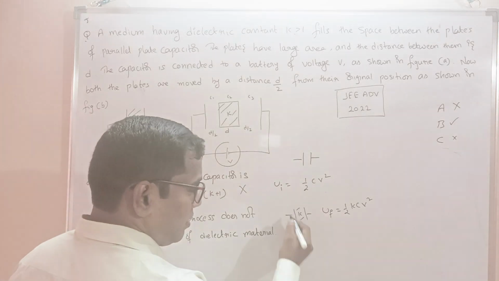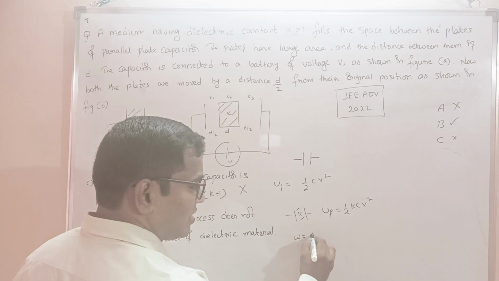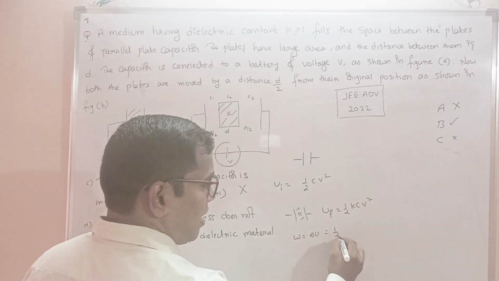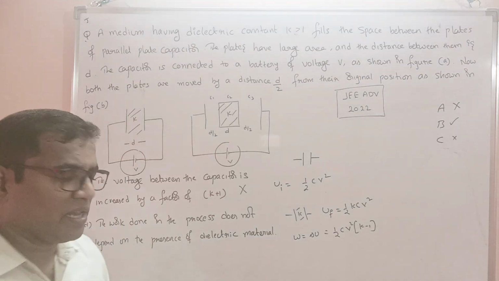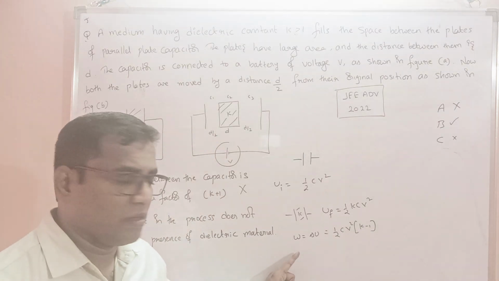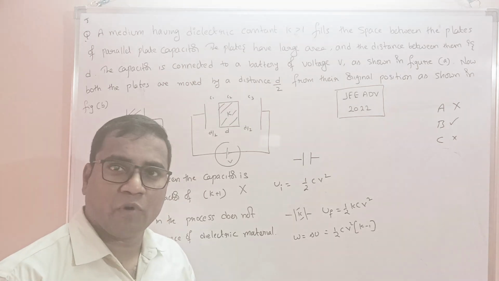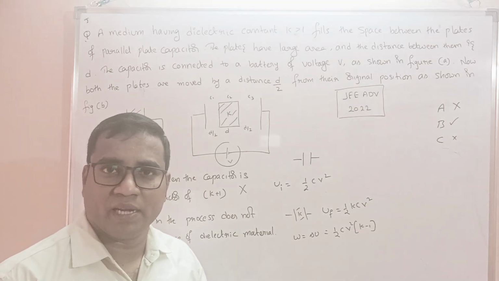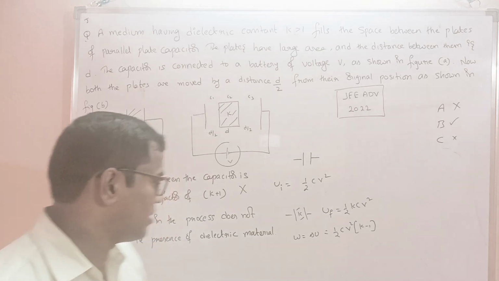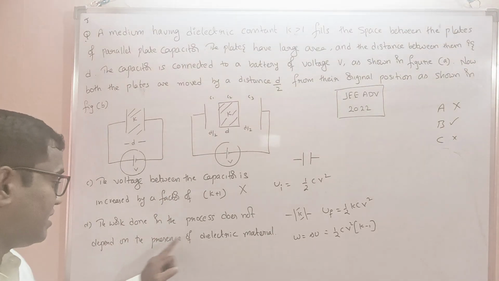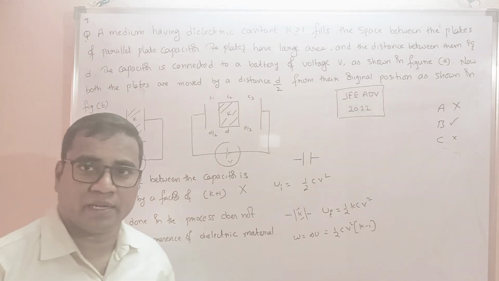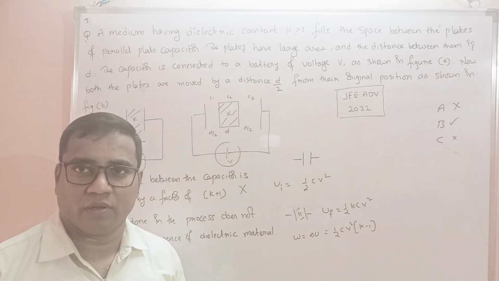If you find the work done, it is nothing but the change in potential energy, so half CV square into K minus 1. So in this situation, work done depends upon the slab, upon the dielectric constant. But the statement says that the work done in this process does not depend upon the presence of dielectric. The statement itself is wrong.